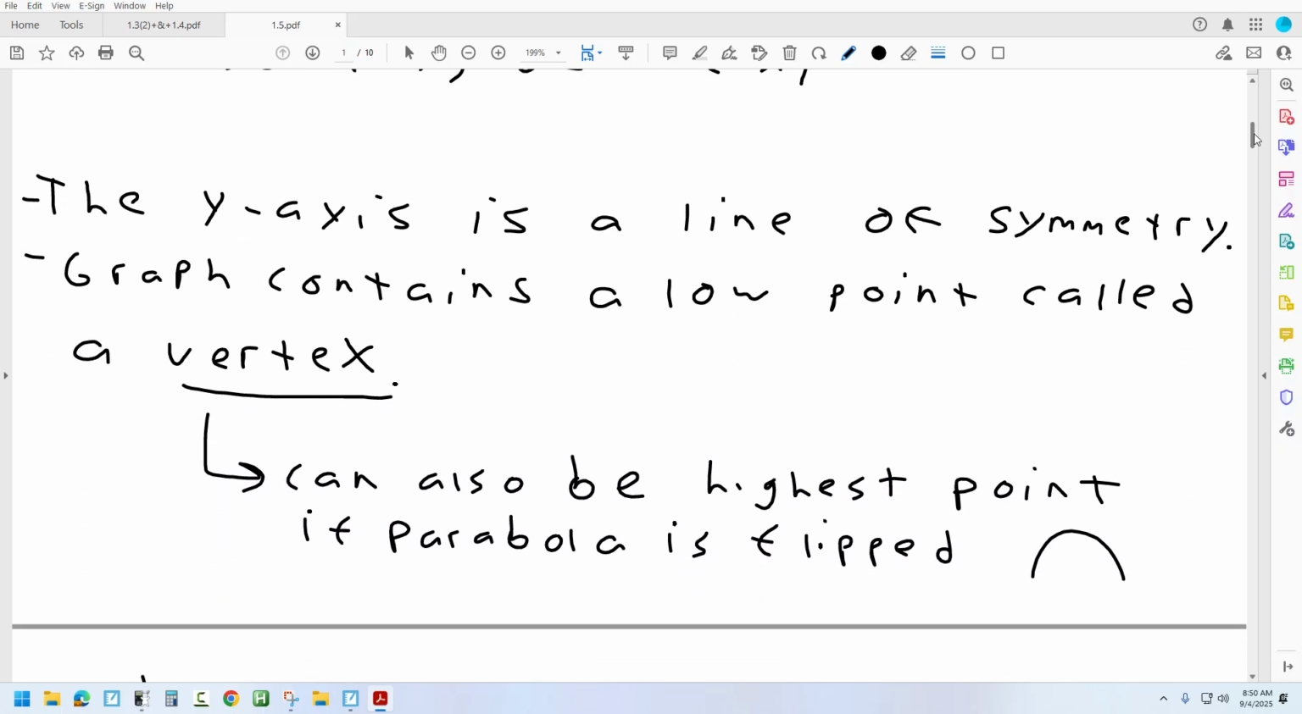So, as we just said in that graph, the y-axis is a line of symmetry. And this particular graph has a low point. And in a parabola, the lowest point is called the vertex. Now, if you flip it, a parabola can still have a vertex, but it would become the highest point. If you are sketching a parabola and they ask you to find a complete graph, making sure you can see the vertex is important. Okay? You have to be able to see that.